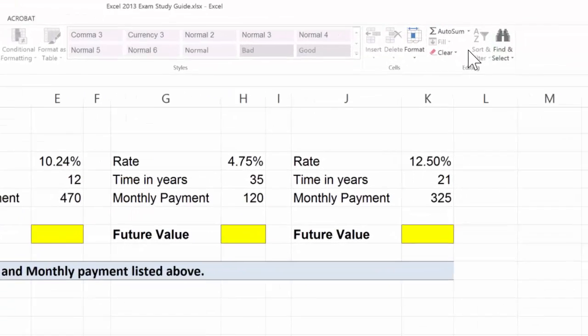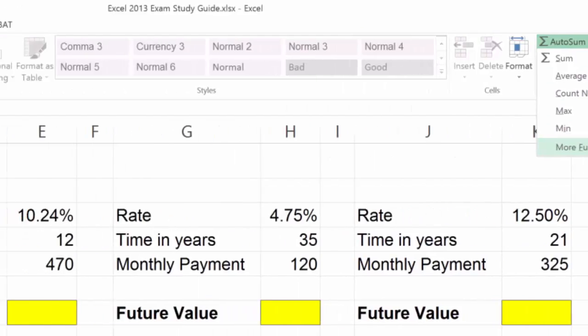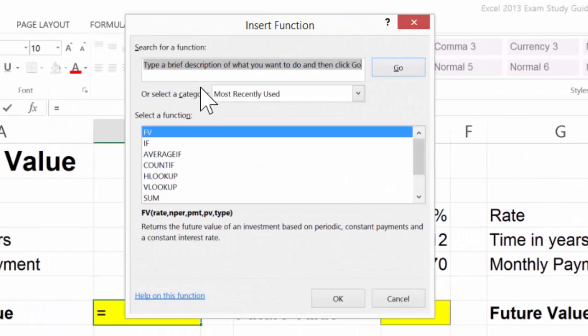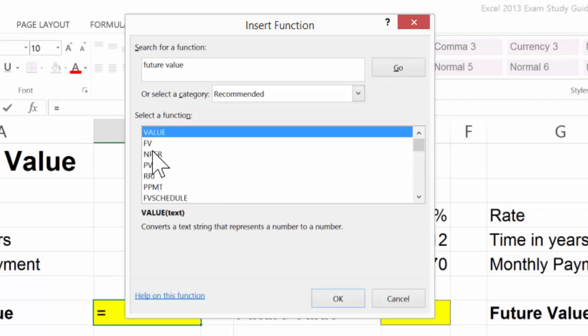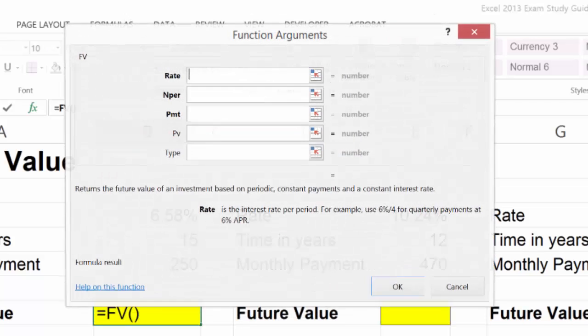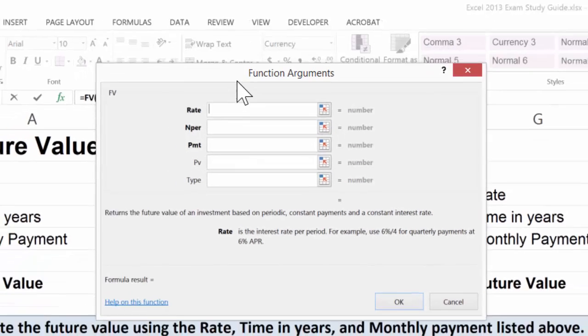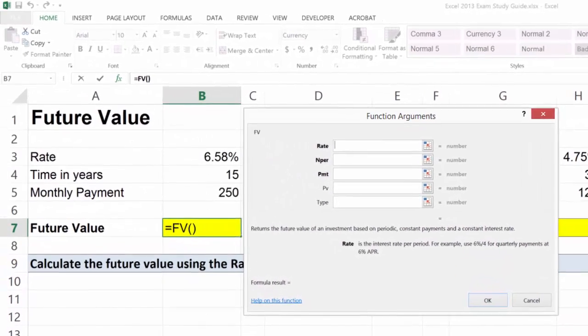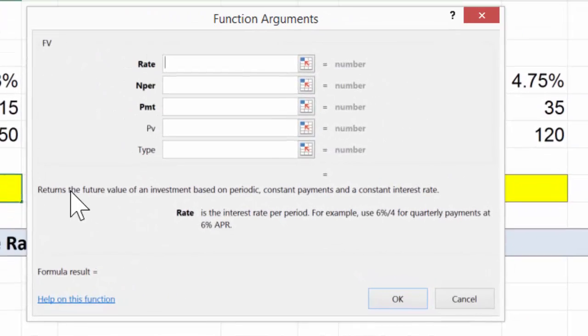The future value is a function in Excel, so we'll come up here to more functions, and we can just type in future value if we'd like, hit go, and it's the FV function, so commonly used. And if you notice, the future value function, I'll put that right here next to what we're working with, returns the future value of an investment based on periodic constant payments and a constant interest rate.